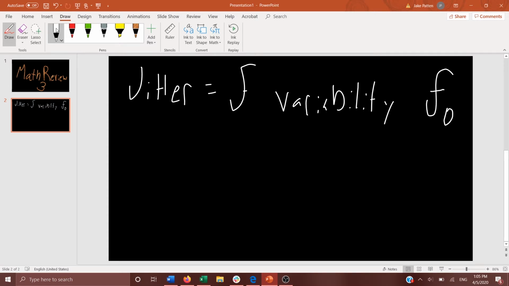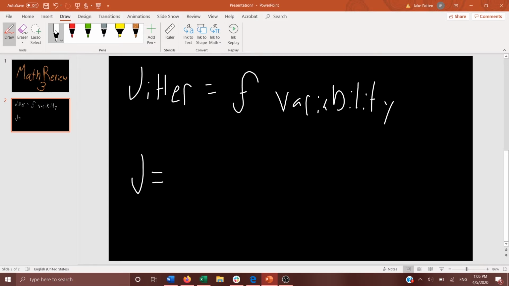So that's what they should look like. The italicized F. I didn't do it very well, but that's supposed to be an italicized F. So jitter is frequency variability.